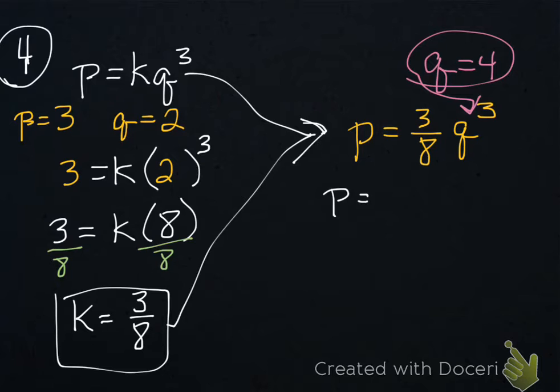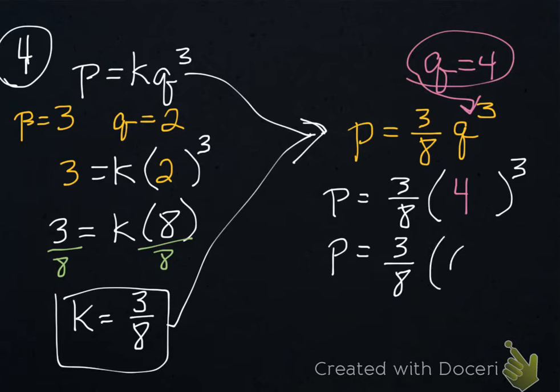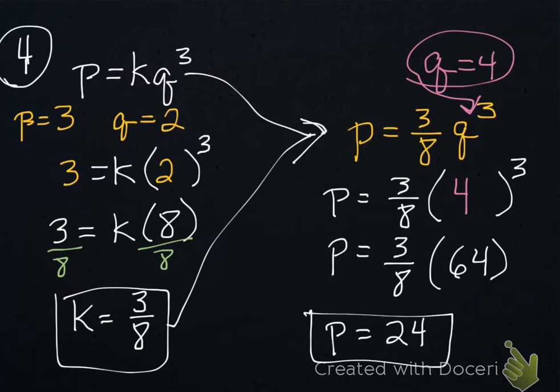So we have P equals 3 over 8 times 4 cubed. Now what is 4 cubed? Yeah, that's 64. So I have 3 over 8 times 64. Okay, so 64 divided by 8 is 8. And then 8 times 3 is 24. So my final answer would be 24.